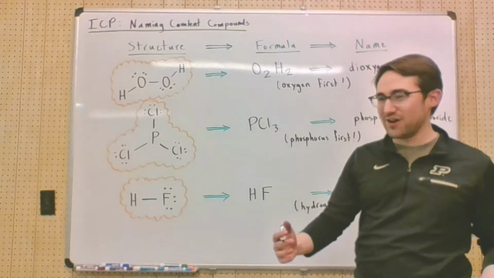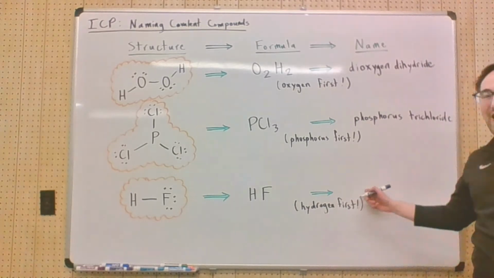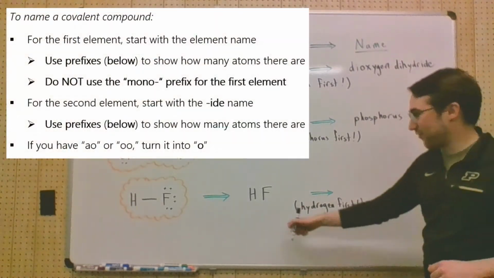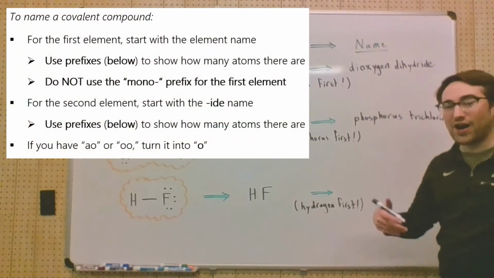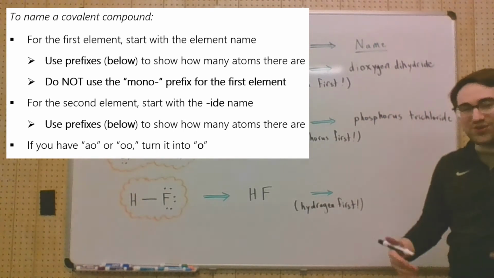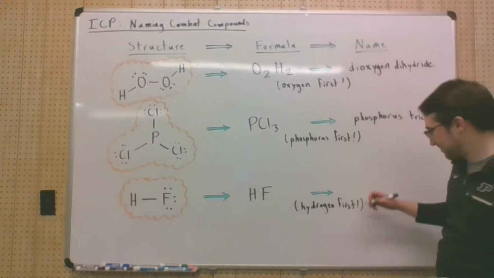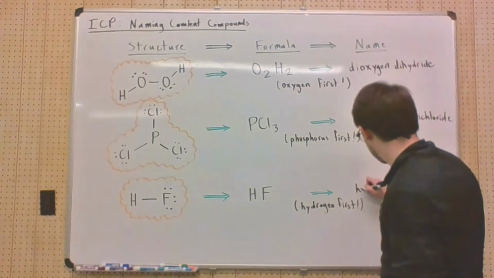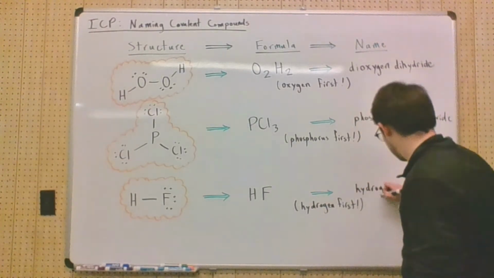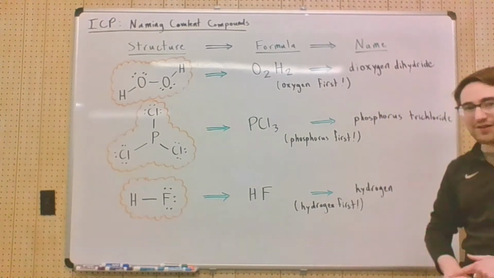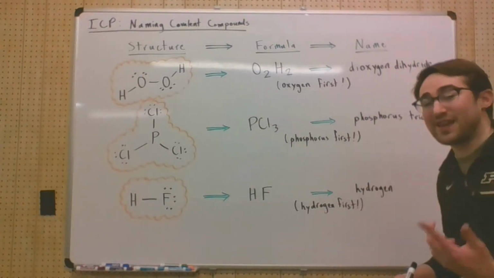To put that into words, just like before, I don't want to use mono for the first element. I don't want to say monohydrogen. We just don't do it. It's kind of clunky to put it on the first element. So we're just going to call the first part hydrogen. All right. We can use mono for the second part.